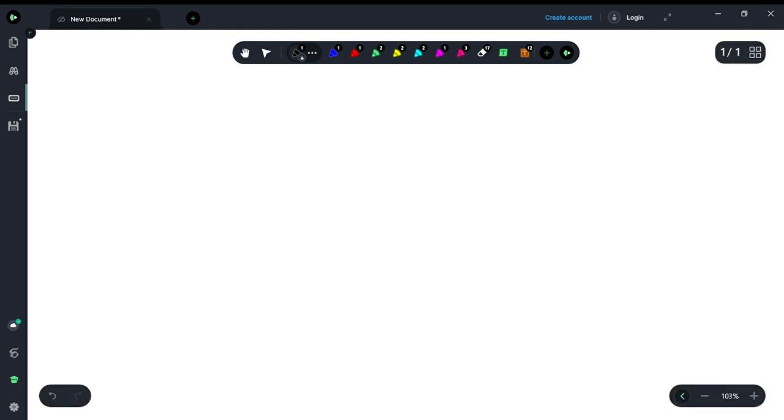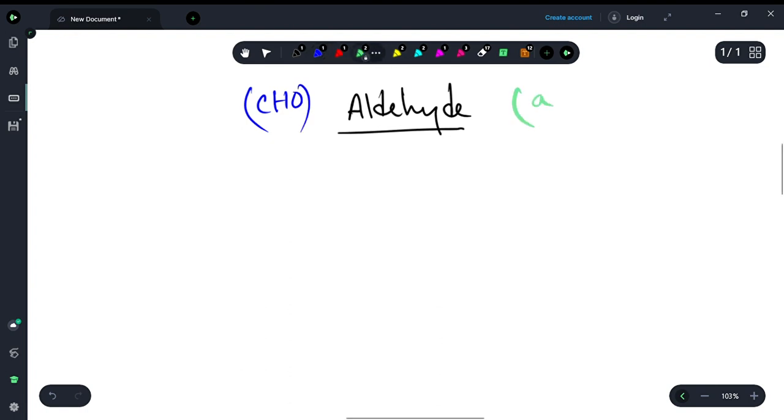So today let's talk about aldehyde. An aldehyde will contain CHO at its chain, and the suffix is "-anal". I'm not going to pronounce it, just bear that in mind.